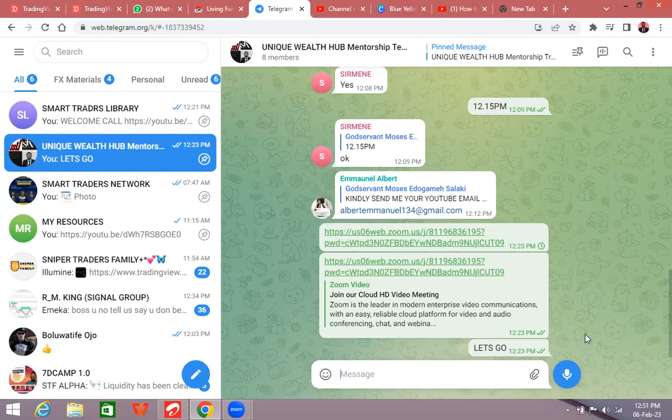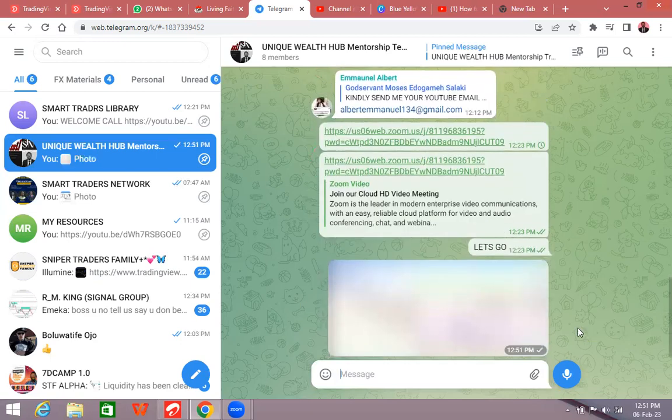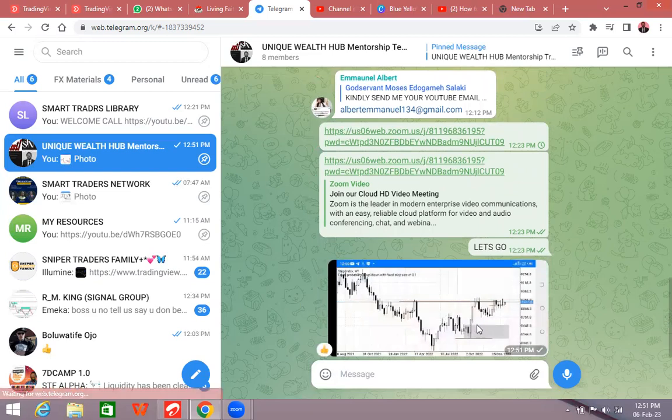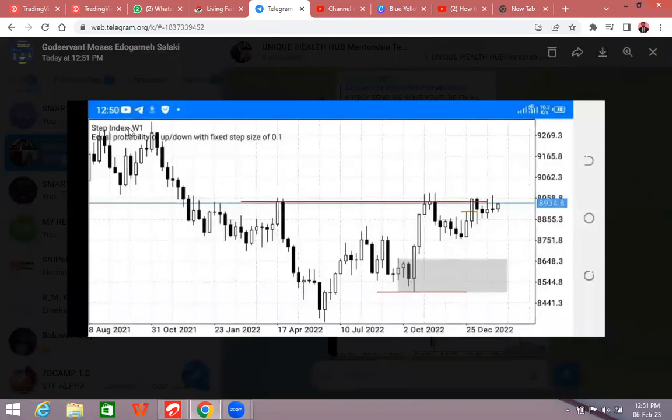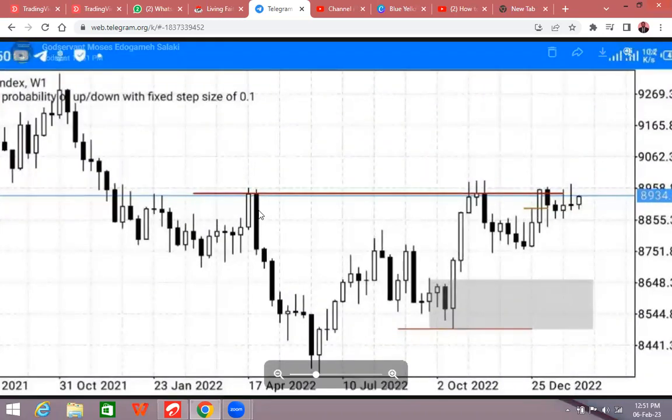Let's find out if it closed above or below. Okay, this is it. All right, this is the weekly. You can see the weekly had not closed above. Now this candle closed above. Okay. Are you getting it now?